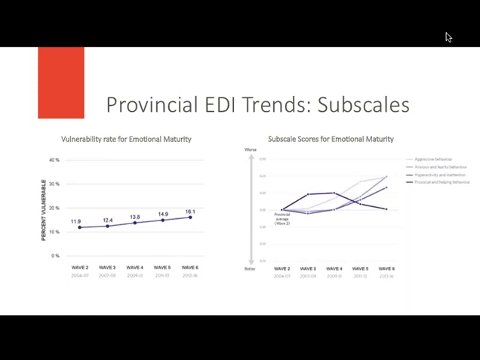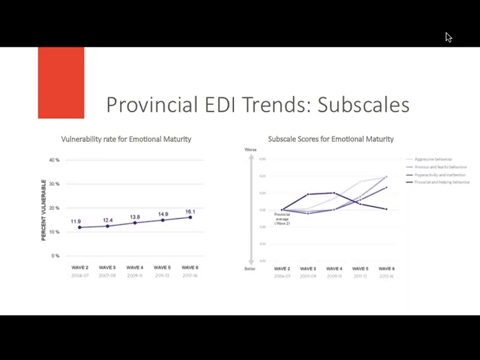But on pro-social and helping behavior, it started off getting worse at the beginning and then started getting better. So provincially, what we're finding is that children are doing better on that subscale in the last few waves, especially when you compare to what's happening with the aggressive, anxious, and hyperactive aspects of emotional maturity.